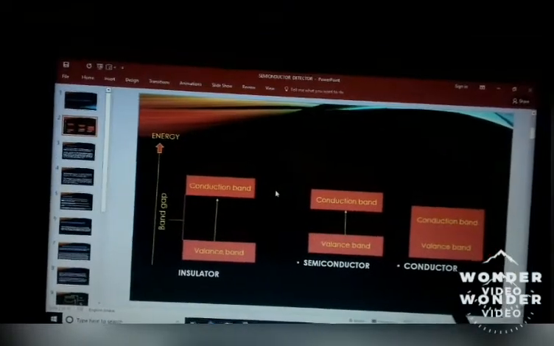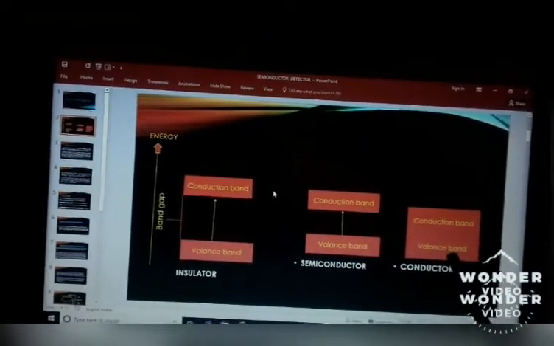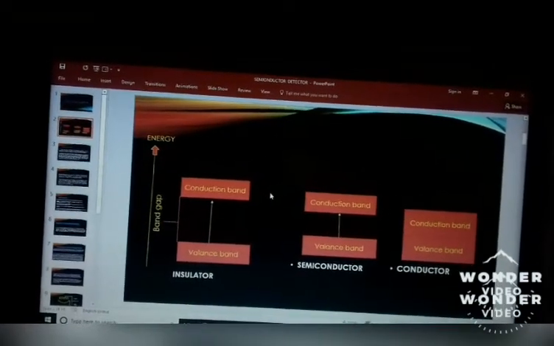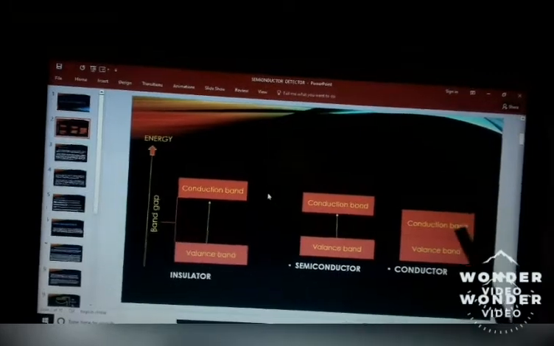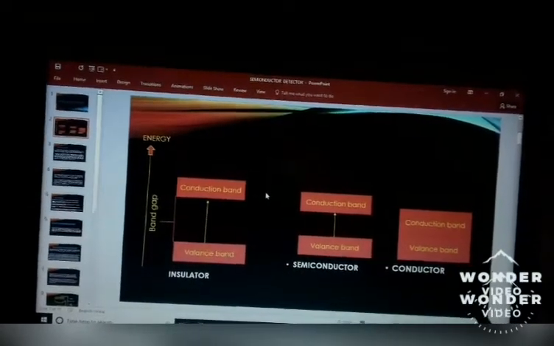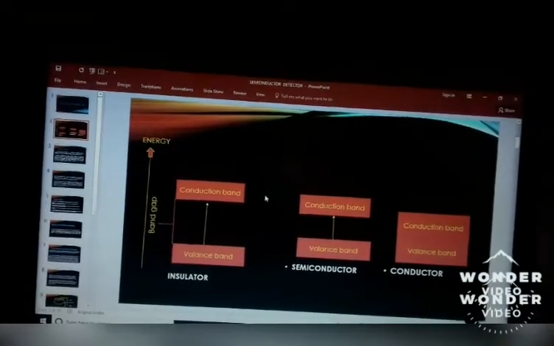Similarly, in a conductor, the valence band and conduction band overlap. So, electrons can easily jump from the valence band to the conduction band, so it conducts electricity. Such materials are known as conductors.